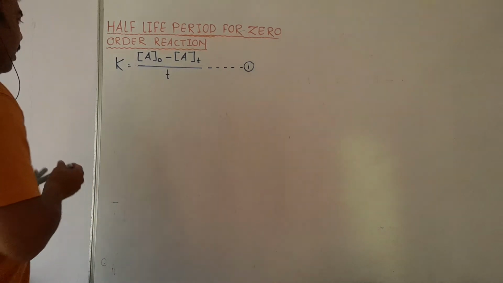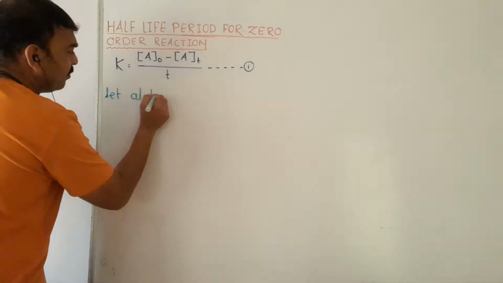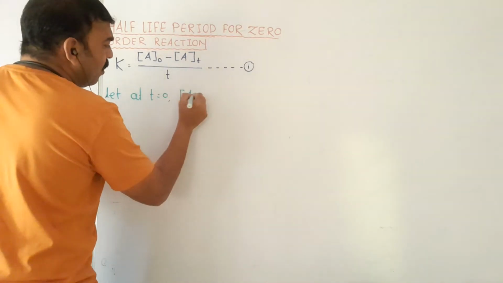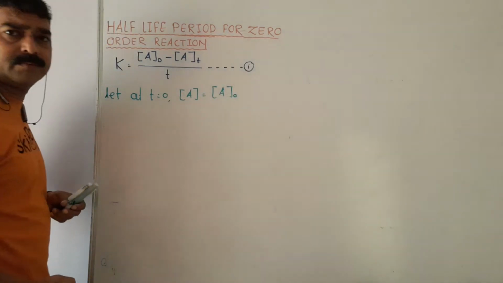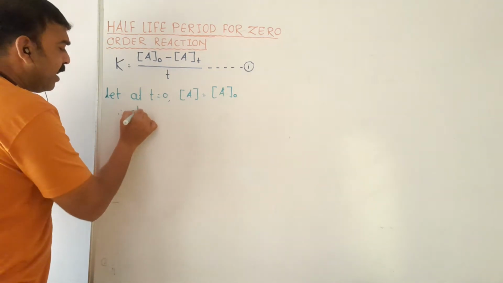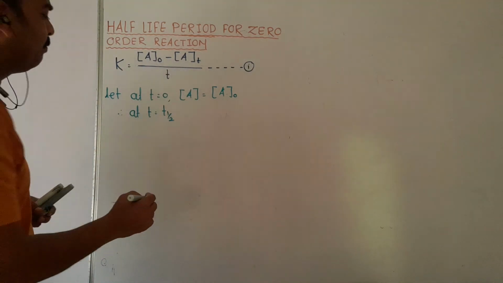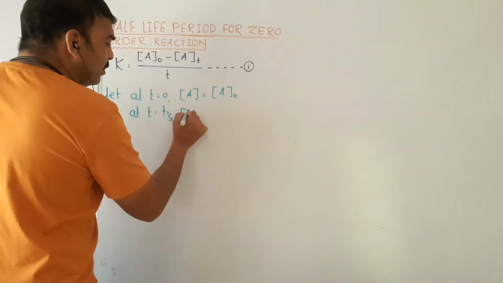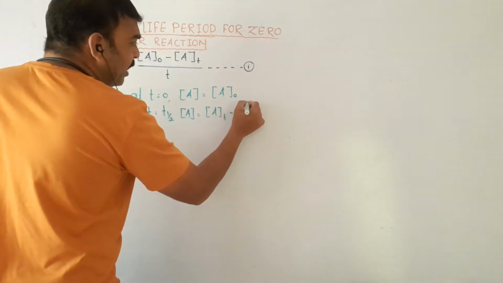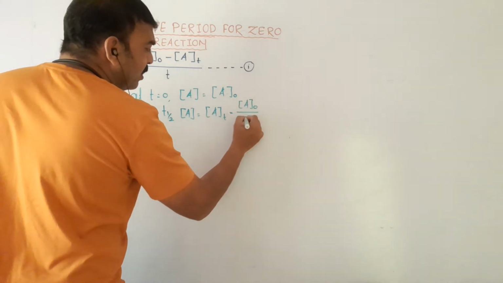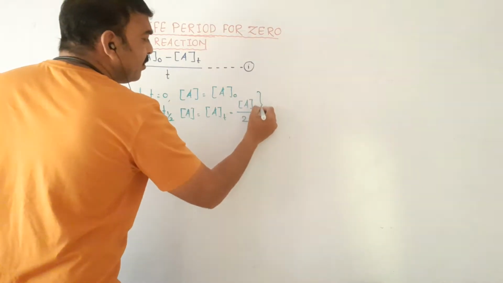Now, let at time t equals 0, the concentration of A be represented as A0. Therefore, at time t equals t half, that means after the half-life period, the concentration of A is represented as At, and that At will be half of the initial. That At is half of the initial. Let it be equation number 2.